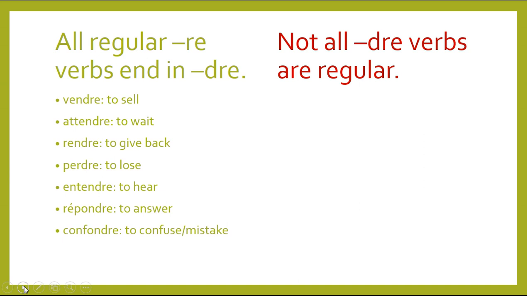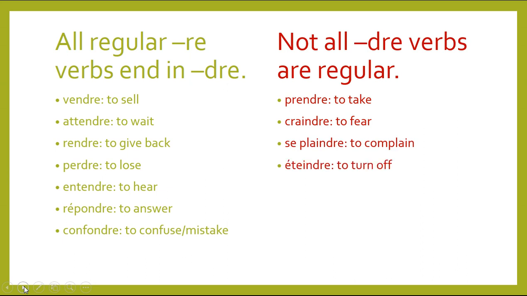However, not all DRE verbs are regular. So some examples are prendre, which is to take. It does end in DRE, but it is an irregular RE verb. Craindre, to fear. Se plaindre, to complain. Éteindre, to turn off. Joindre, to join, and geindre, to whine, are all DRE verbs that are irregular, so they will not follow the pattern that we'll talk about today.